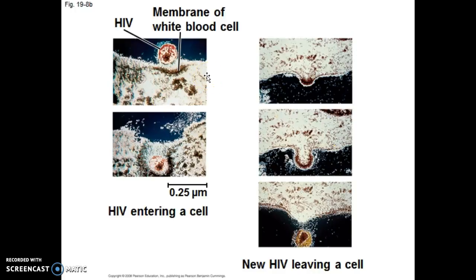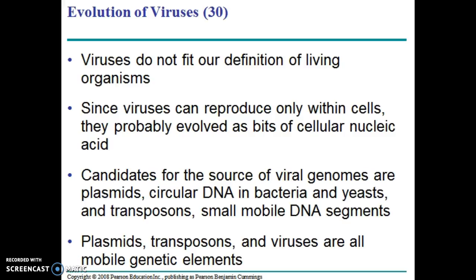Not necessarily the insertion of the provirus, but at least the HIV virus going into the membrane of a white blood cell, and also a new HIV virus budding out from a white blood cell. Moving on, question number 30 is asking about the evolution of viruses, and you're given a box there regarding plasmids and transposons and a description of the mobile genetic element.